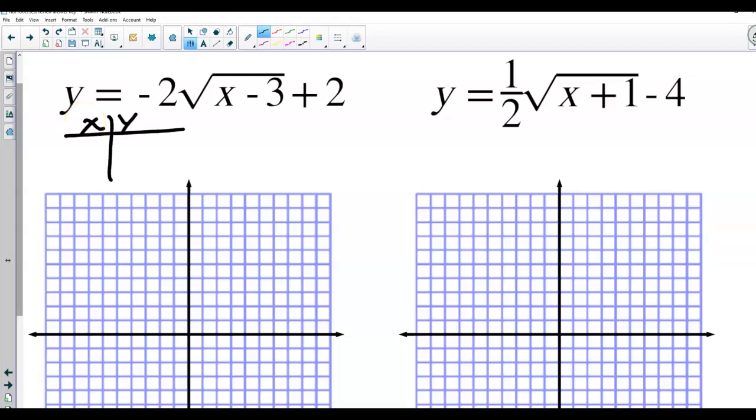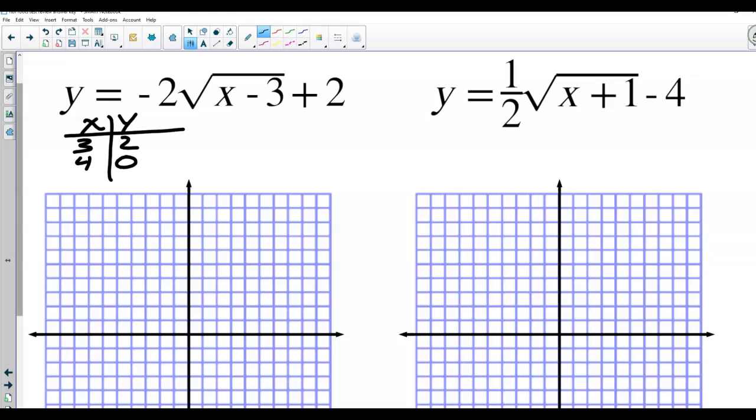A little easier when there's not a fraction in front. I'm going to start with 3, 2. Then I'm going to put 4 in for x. 4 minus 3 is 1. The square root of 1 is 1. 1 times negative 2 is negative 2, and negative 2 plus 2 is 0. So when x is 4, the y is 0.